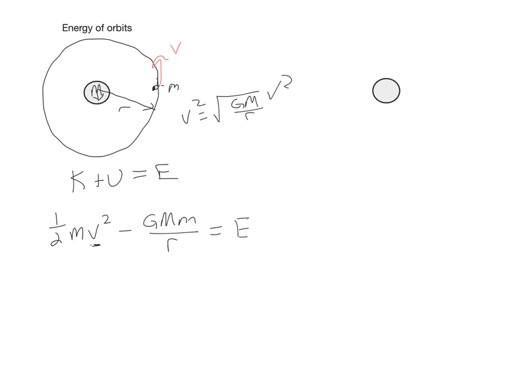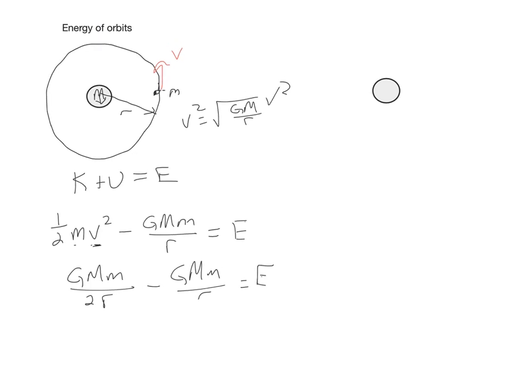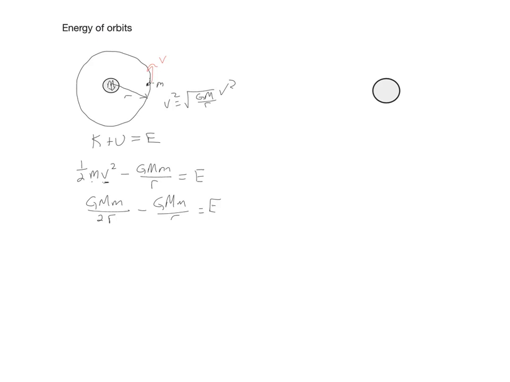So by squaring both sides and substituting into the kinetic energy equation, we get G big M times little m divided by the 2 over R. We can see now that the total energy is equal to half of the original potential energy.